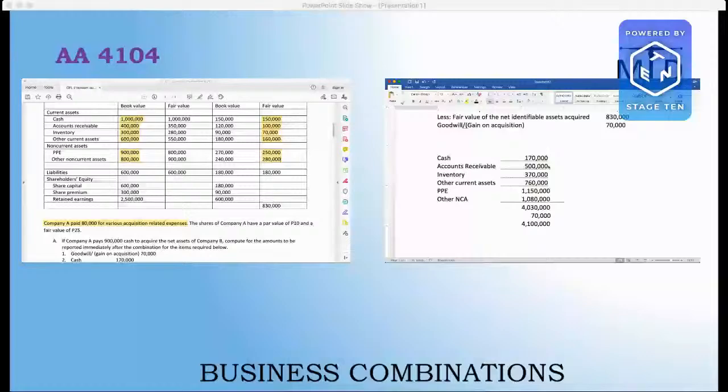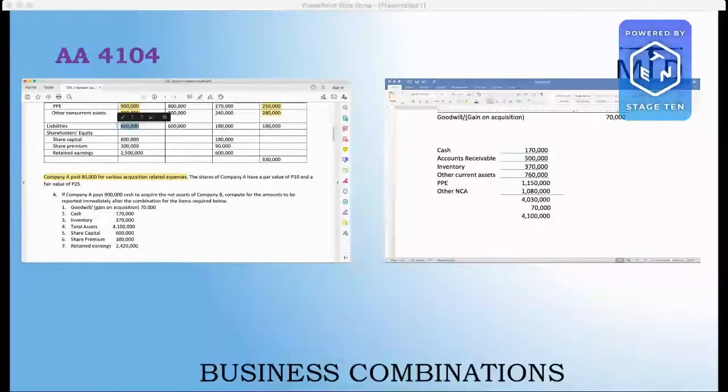Now, you will also be asked for combined liabilities, class. It will only be 600 and 180. The computation of your combined liabilities would only get tricky, class, if the consideration was in terms of debentures or bonds. Okay.